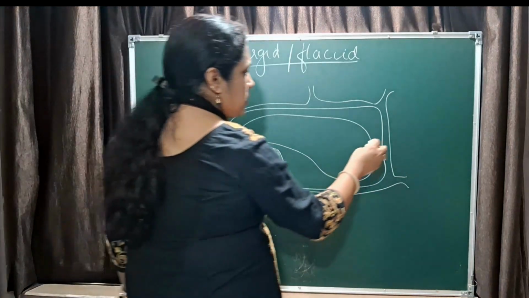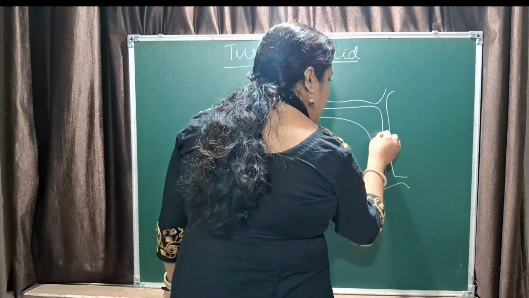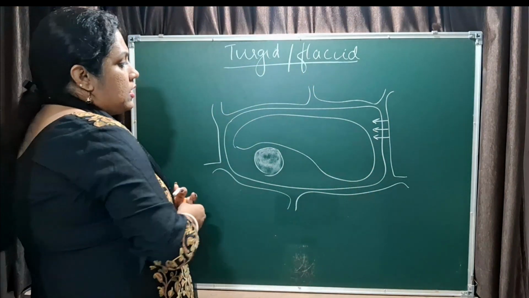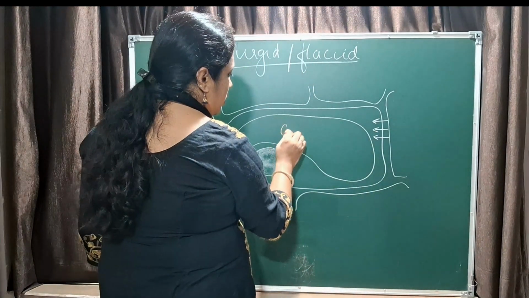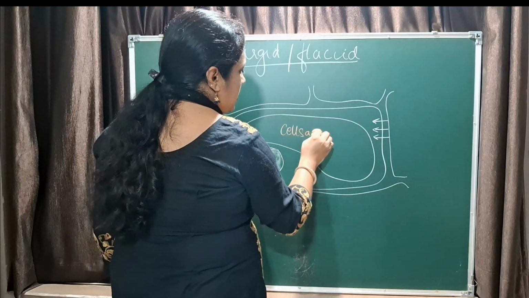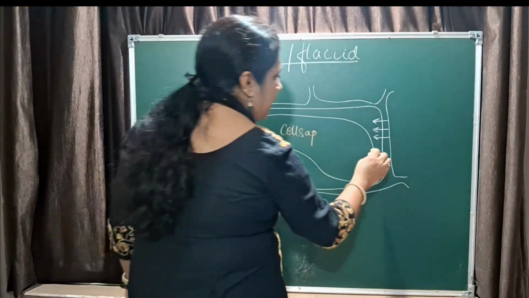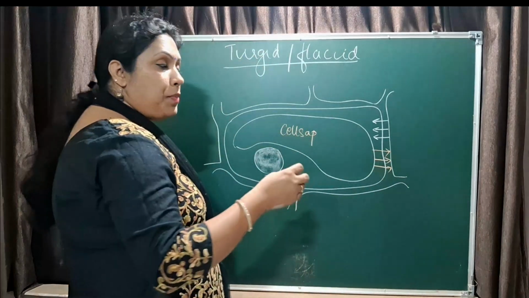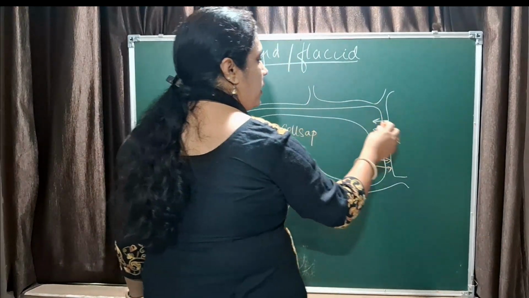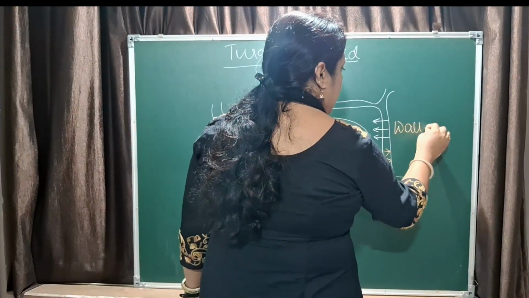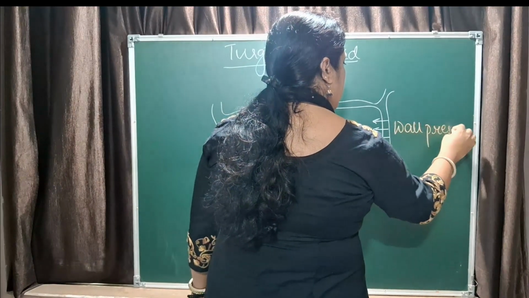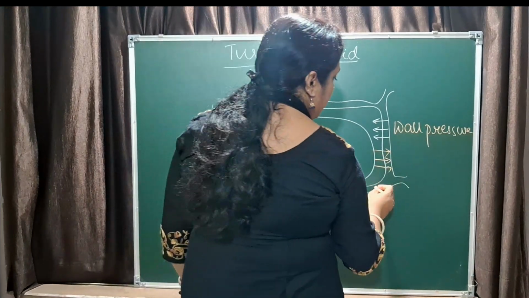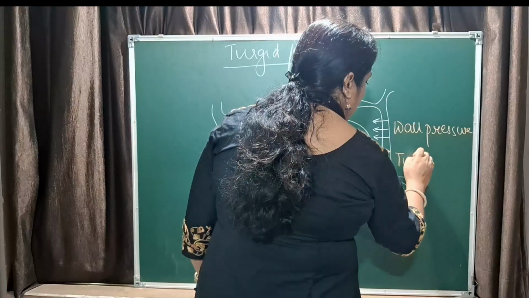Now what happens, this wall continuously applies pressure on the inner content of the cell. Similarly, this is the vacuole and it has got cell sap, right? Because of this content of water, there is always a pressure on the cell wall. So, the pressure which the wall puts on the inner content of the cell is called the wall pressure, and the pressure exerted by the inner content of the cell on the wall is called the turgor pressure.